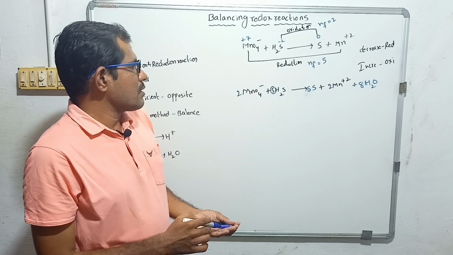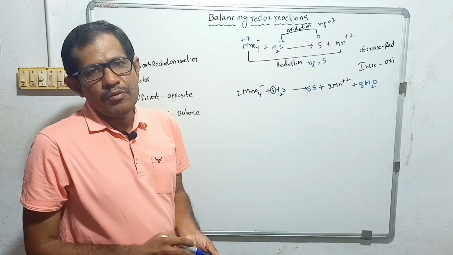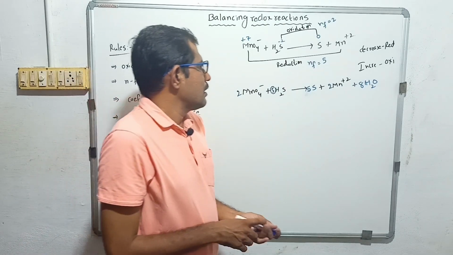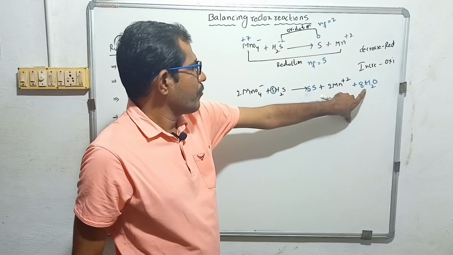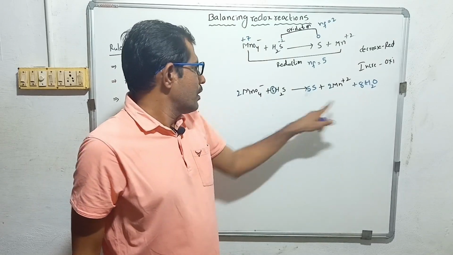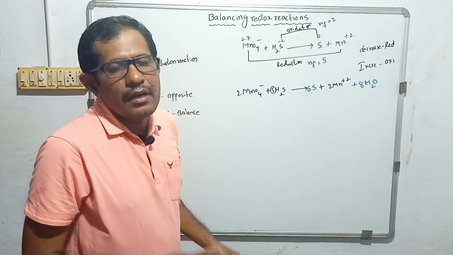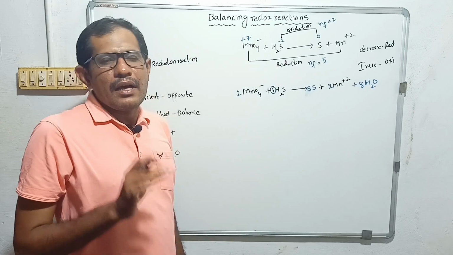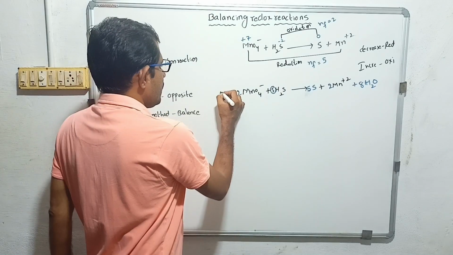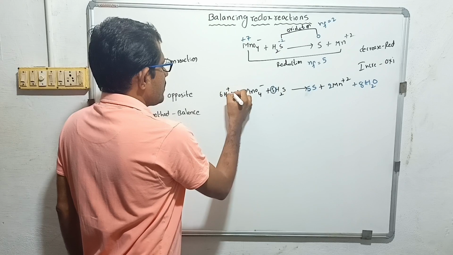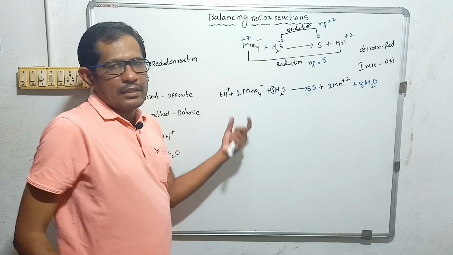Now we need to balance the hydrogens. See here, how many hydrogens are there? 16 hydrogens are there. Here only 10 hydrogens are there. So we need to balance the hydrogens by putting 6H plus, right? Now check everything.